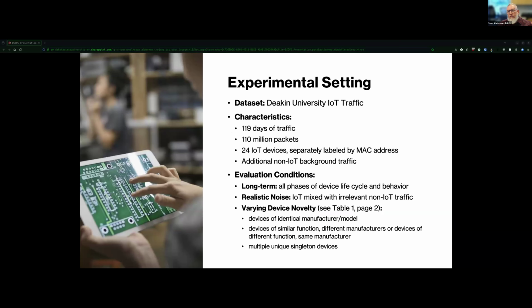We evaluate on the Deakin University IoT dataset. Note the dataset comprises 24 labeled IoT devices, additional non-IoT background traffic, and it's taken from over 6 months of device operation behavior. That gives us long-term coverage across every phase of the device life cycles and realistic background noise. We also structure the evaluation around varying levels of device novelty. This setup is a much stronger configuration than the simple test-train split concept.